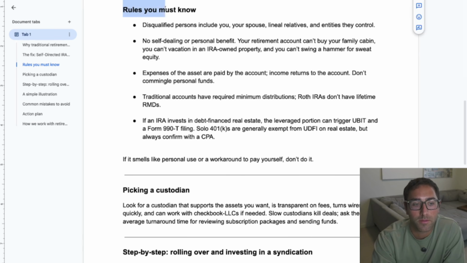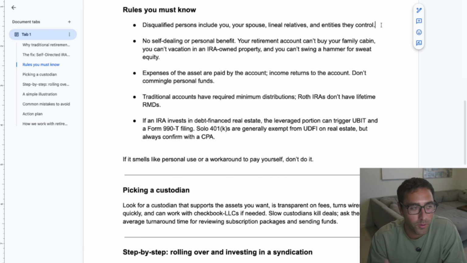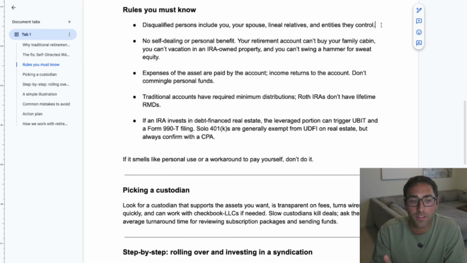All right, now let's go over some rules that you must know. So disqualified persons include you, your spouse, lineal relatives, and entities they control. So you literally, with the 401k and IRA, cannot invest in anything that you, your spouse, your relatives, or entities control. You literally have to invest your 401k and Roth and IRA self-directed into other people's stuff. That's why it makes it literally the perfect one.